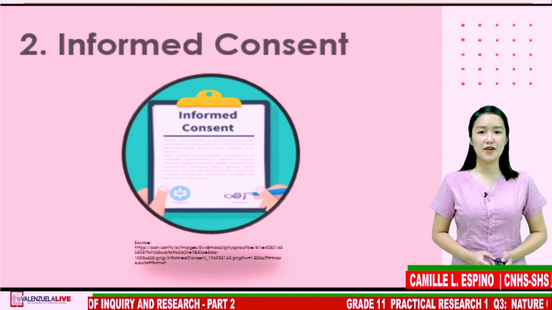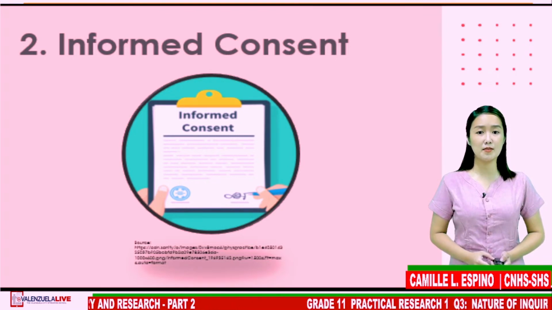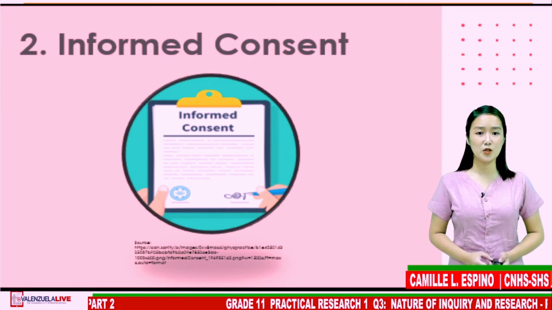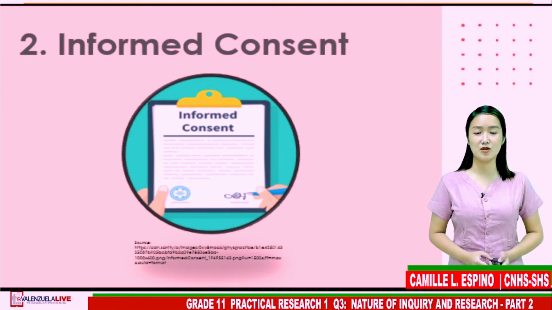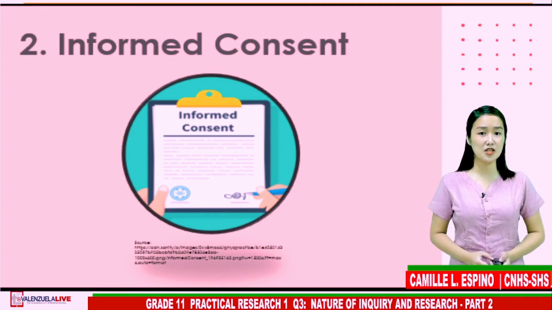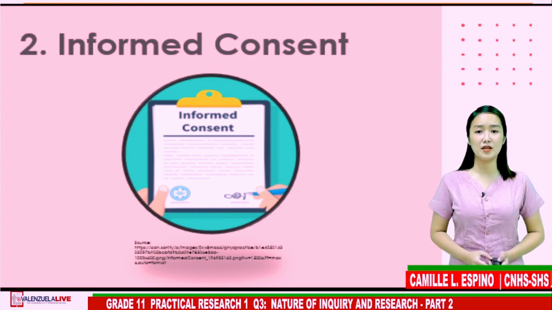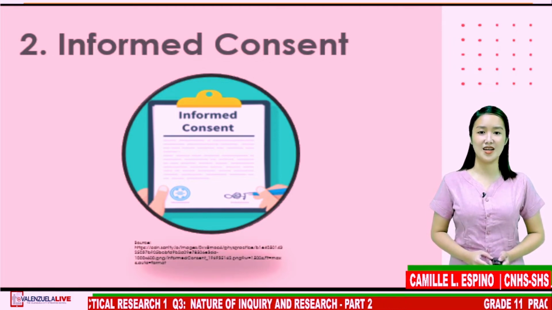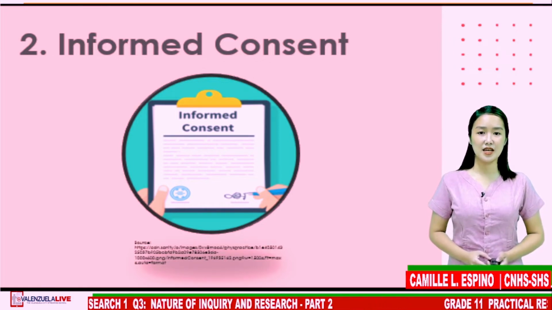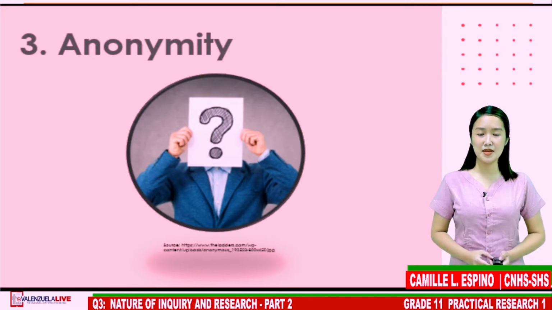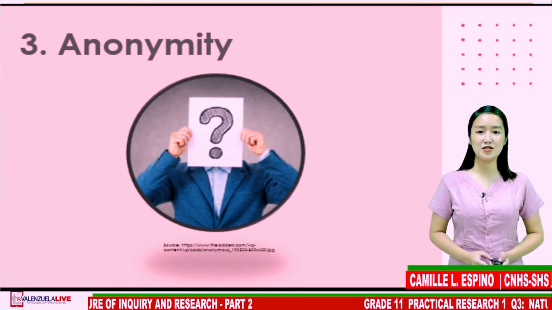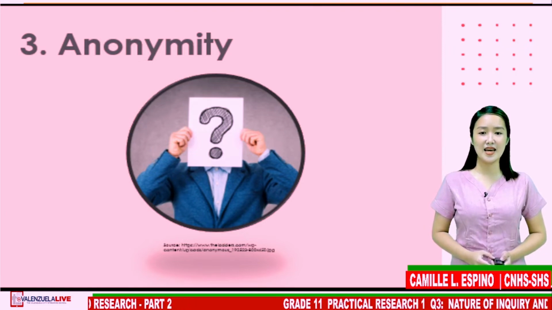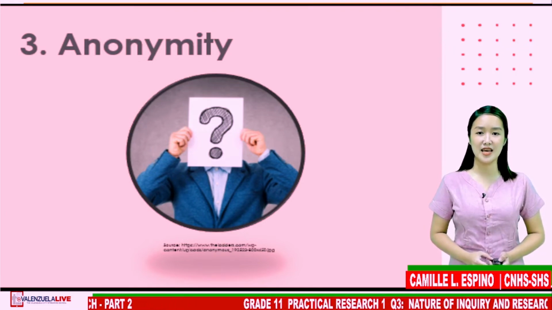Usually, you'll provide participants with a text for them to read and ask them if they have any questions. If they agree to participate, they can sign the consent form. And in research with children, you'll often need to obtain the permission of their parents or guardians. Next is number three, anonymity. Anonymity means that you don't know who the participants are and you can't link any individual participant to their data.